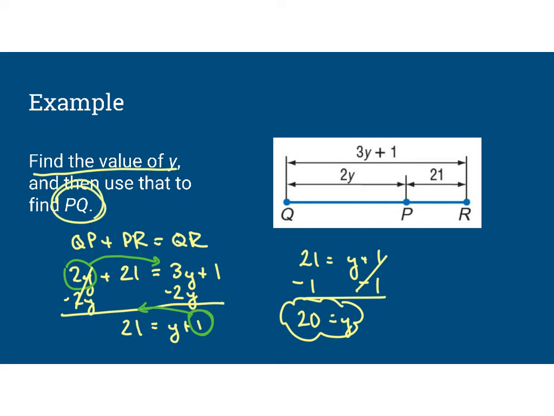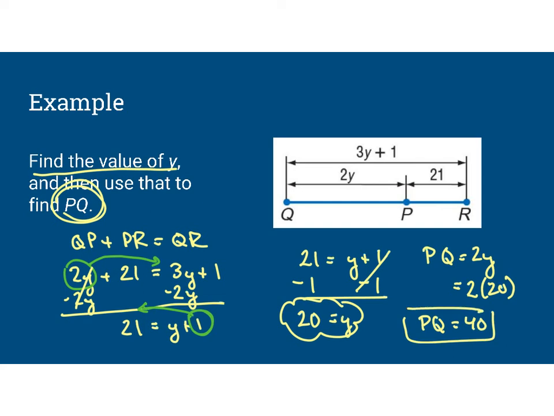Now, how am I going to use that to find PQ? PQ, I know, is 2y. So I'm just going to substitute it in. 2 times 20. So PQ ends up being 40. Basic, simple segment addition postulate problem. That's example 4. Or example 3.